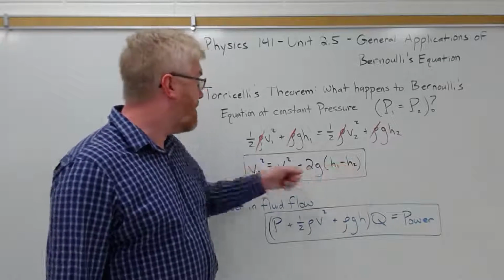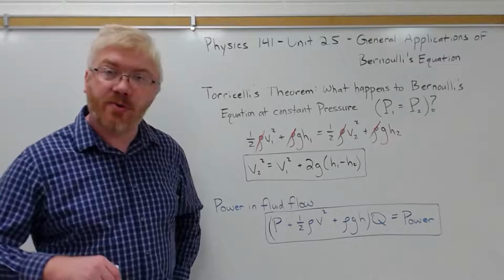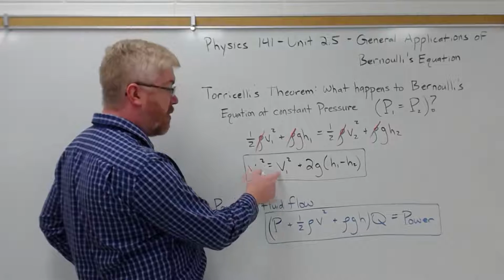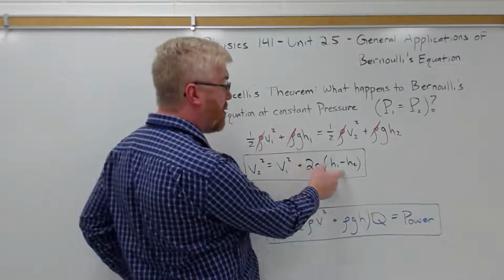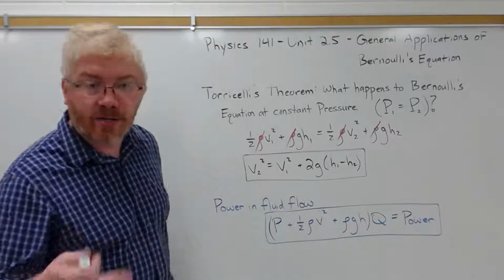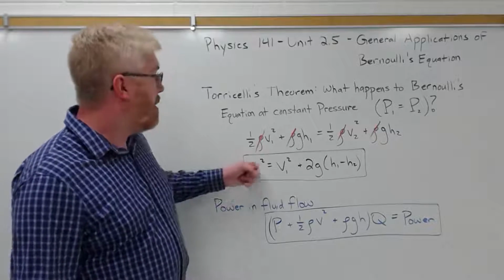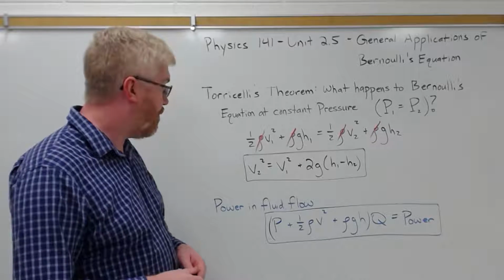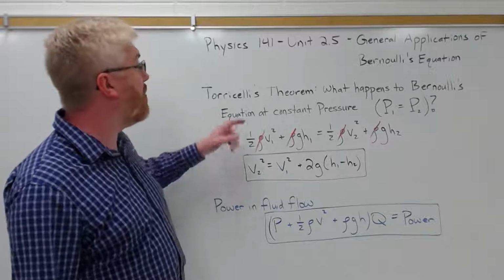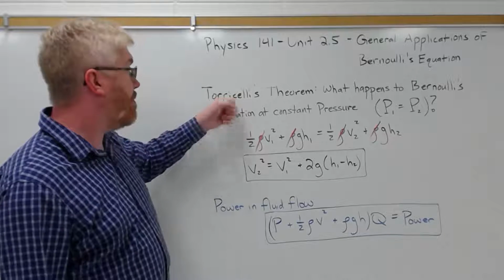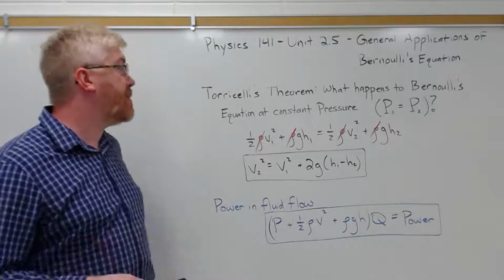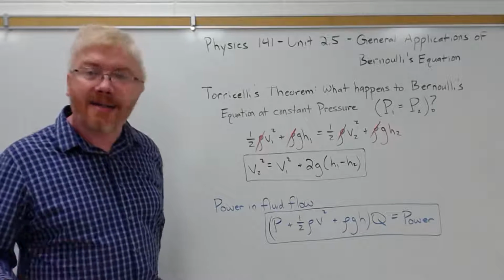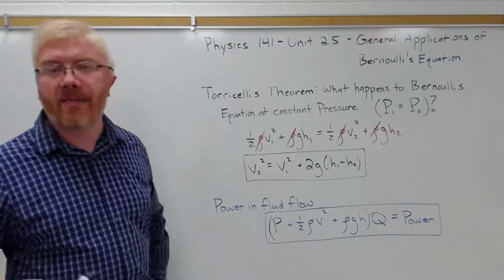So notice the similarity, though, to one of our kinematics equations way back in the earlier chapters, right? Final velocity squared is equal to initial velocity squared plus 2 times the acceleration times the change in height, or the change in length. So this just reduces down to a very common kinematic equation that we've used before. And this is the effect of Torricelli's theorem, right? What happens to Bernoulli's equation at constant pressure? The other two substitutions, constant height or static, don't really have names associated with them.